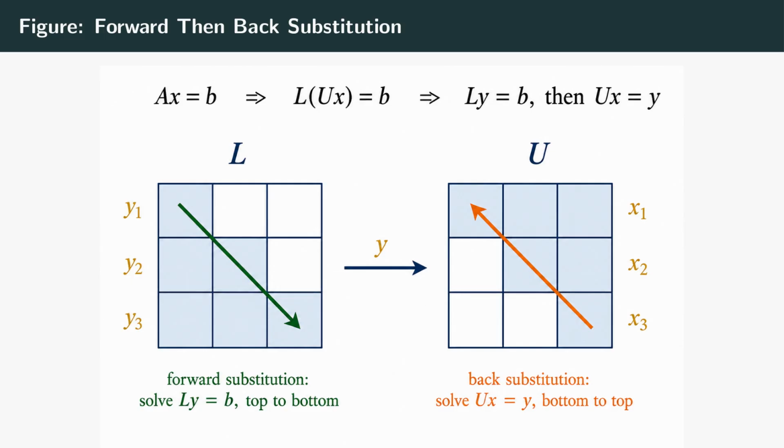The middle arrow carries the intermediate vector y across to the right. There sits the upper triangular factor U with an orange arrow pointing up its diagonal. That is back substitution. You find the last unknown x3 at the bottom first, then x2, then x1, sweeping upward. Two single direction passes, one down and one up. No elimination, no fractions piling up. Just read the triangle in the right direction and the unknowns fall out one at a time.